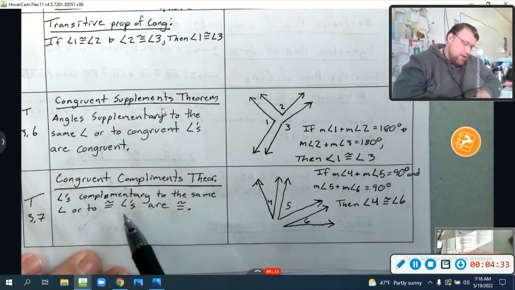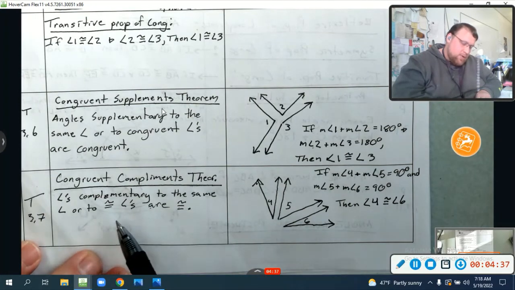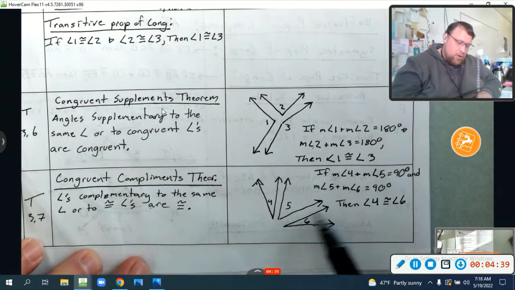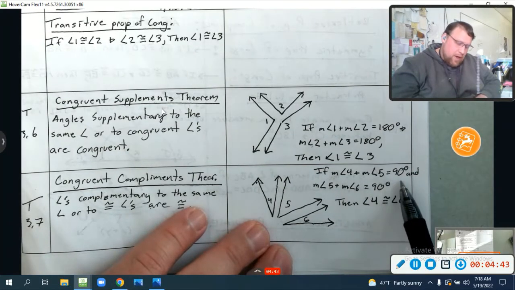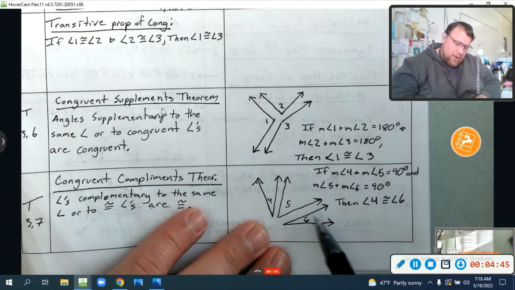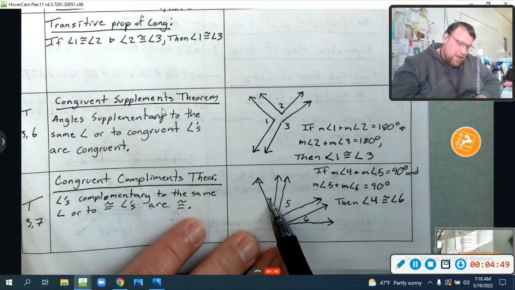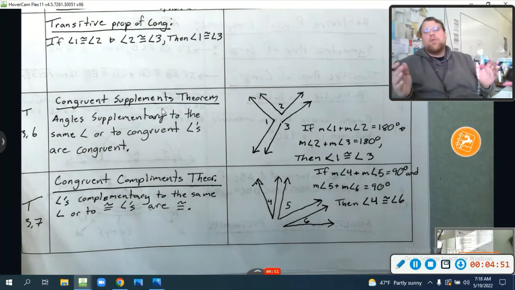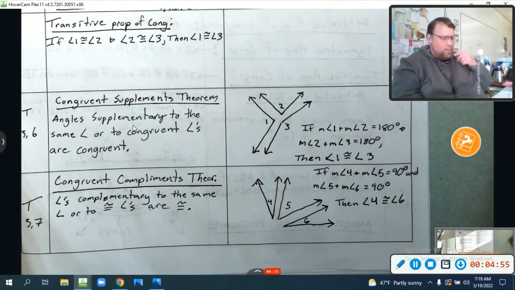Congruent complements theorem, very similar. Angles complementary to the same angle or to congruent angles are congruent. If the measure of angle 4 plus the measure of angle 5 equals 90 degrees, 4 plus 5 is 90 degrees, then we're going to say 5 plus 6 is also 90 degrees. Then it must be that angle 4 is congruent to angle 6 because they're both added to the same angle. Again, it's just an offshoot of the transitive property, but for angles.